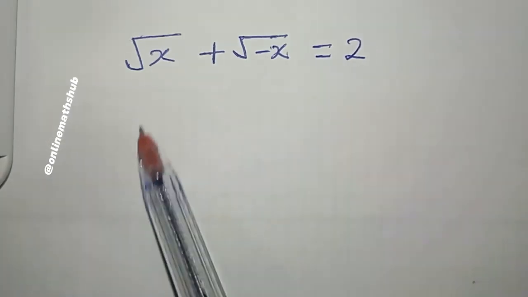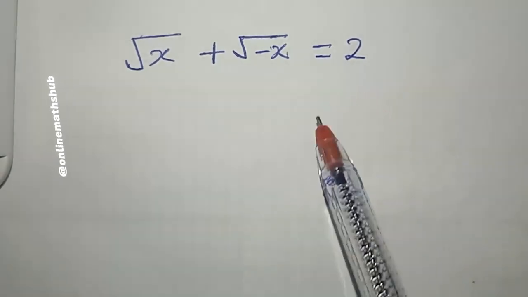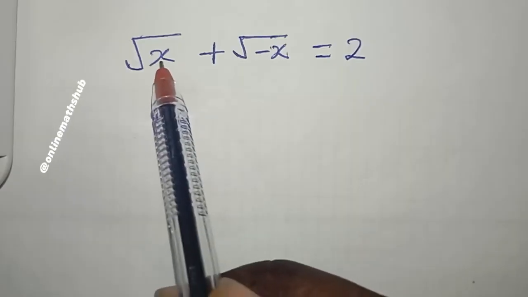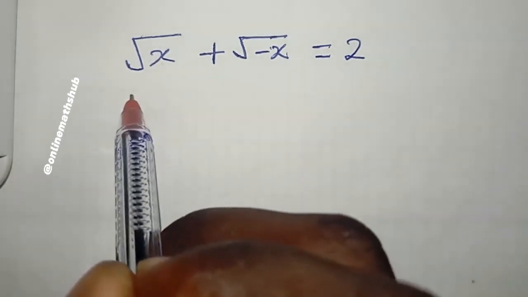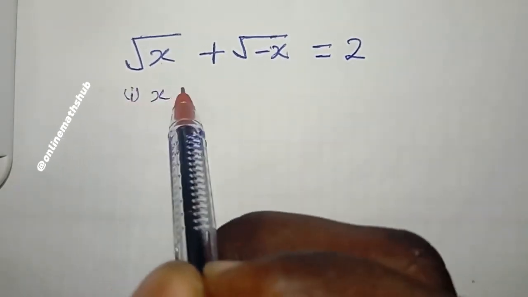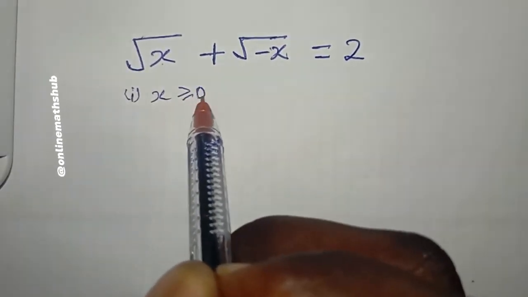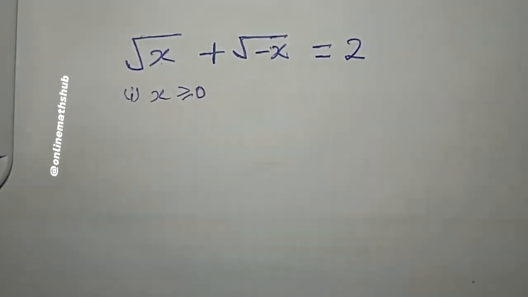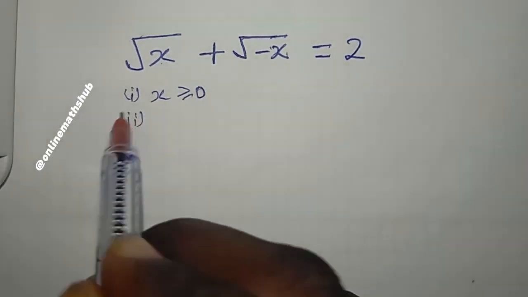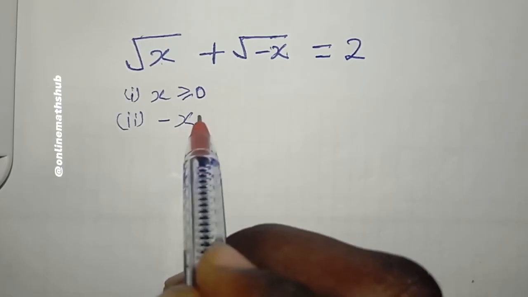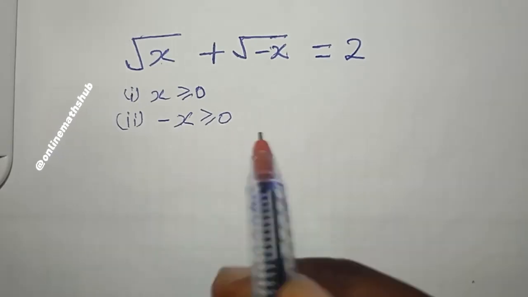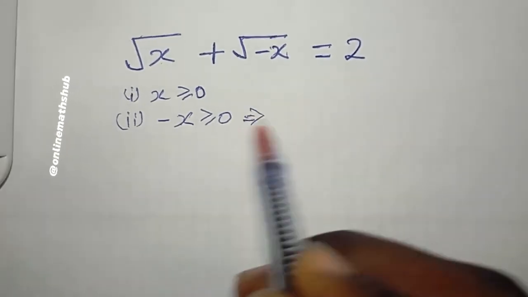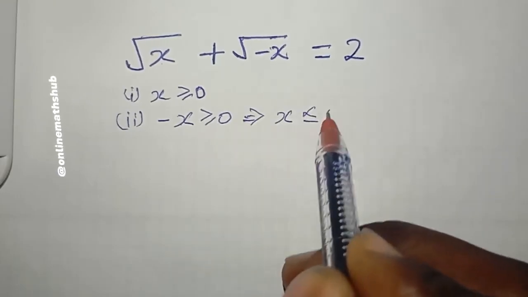If you want to find out the real values of x that actually satisfy this equation, we know that the value of x, since it is inside this square root, has to be non-negative. So for this x here, in the first case, x is going to be greater than or equal to 0. And the second one here, the negative x, will also be greater than or equal to 0. If negative x is greater than or equal to 0, it also implies that x is going to be less than or equal to 0.